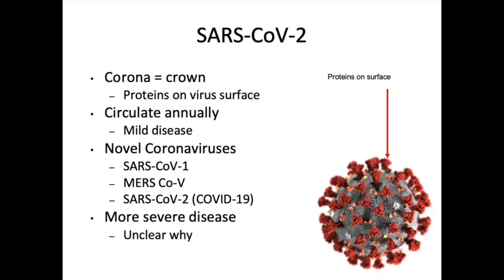However, we have had 3 novel or new coronaviruses that have emerged since 2002. There was SARS coronavirus 1 in 2002, the MERS coronavirus in 2013, and now SARS-CoV-2, which causes the disease COVID-19 that appeared in 2019. These novel coronaviruses have caused much more severe disease than the coronaviruses that circulate each year.